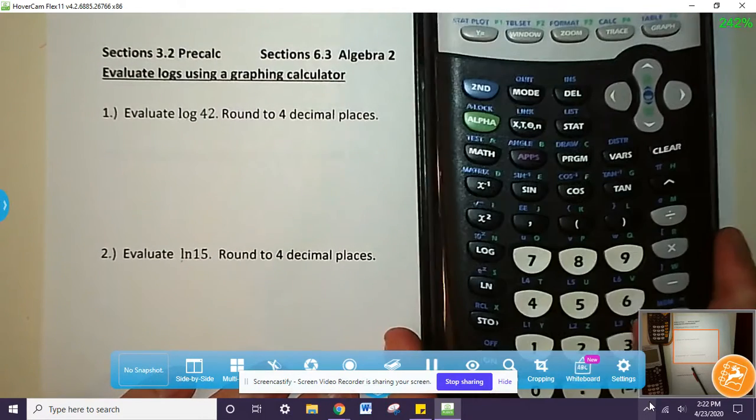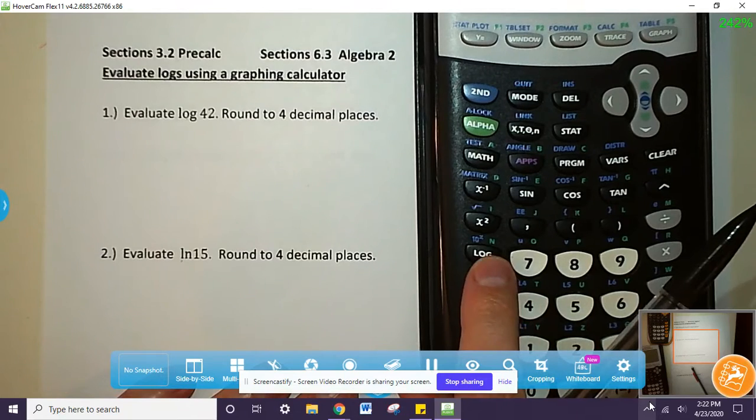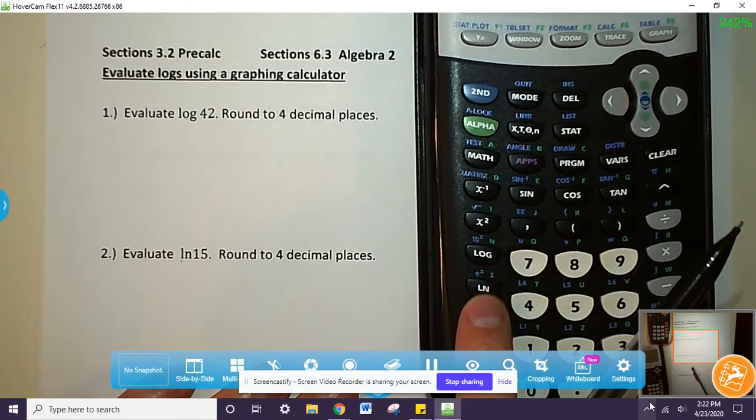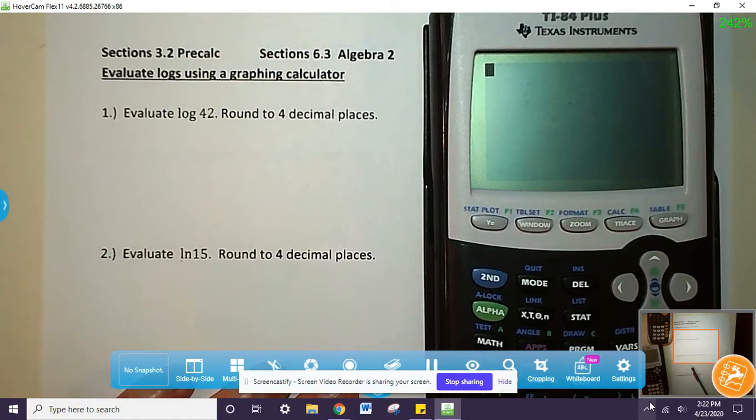Those two buttons are built into the calculator. If you look to the left of 7, you see log. That's specifically for log base 10, the common log. Next to the 4 is ln. That's specifically for natural log. So if you want to find the log of 42, you just hit log, the button next to the 7, put in 42, and hit enter.